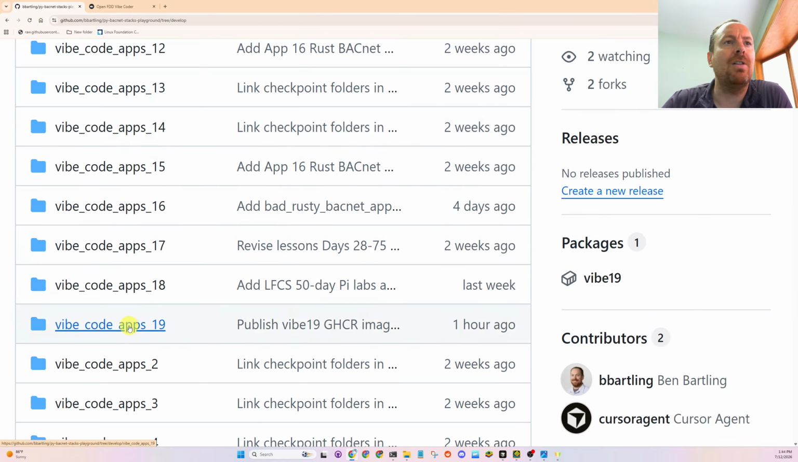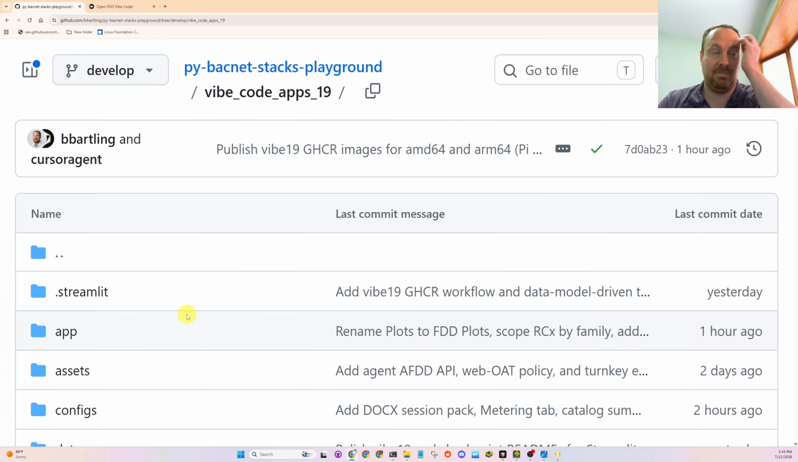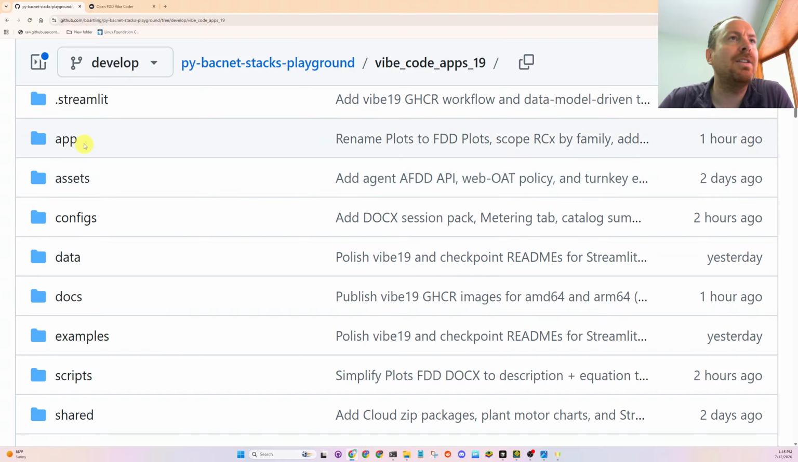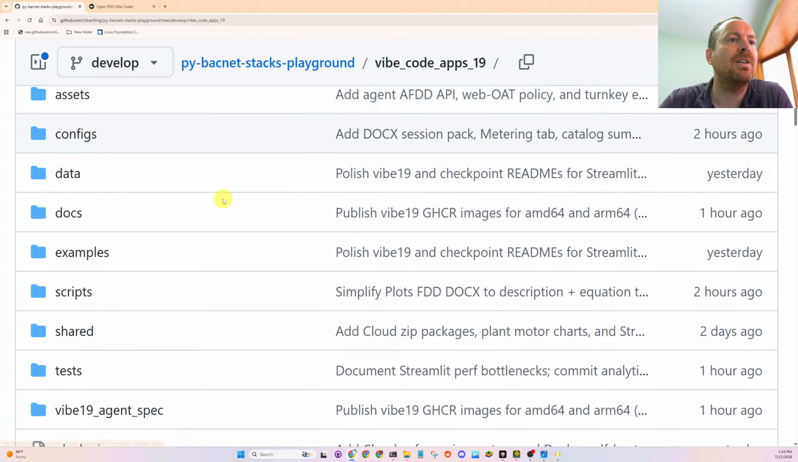You just pull it from the GitHub container repository with Docker and run it on your Raspberry Pi. You can run this application locally on your Docker Desktop if you have Mac or Windows.